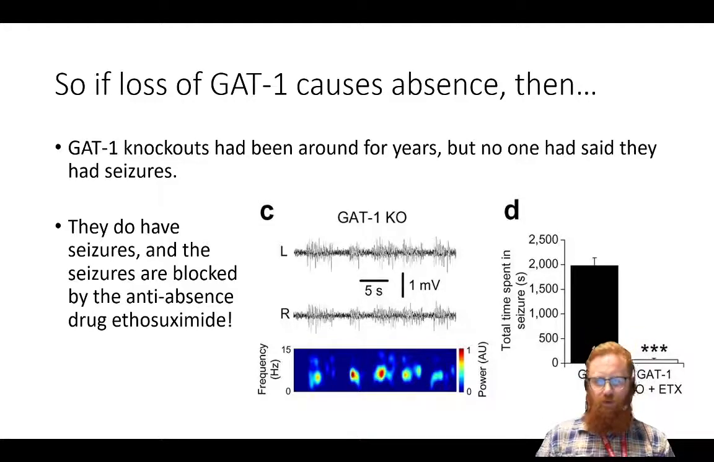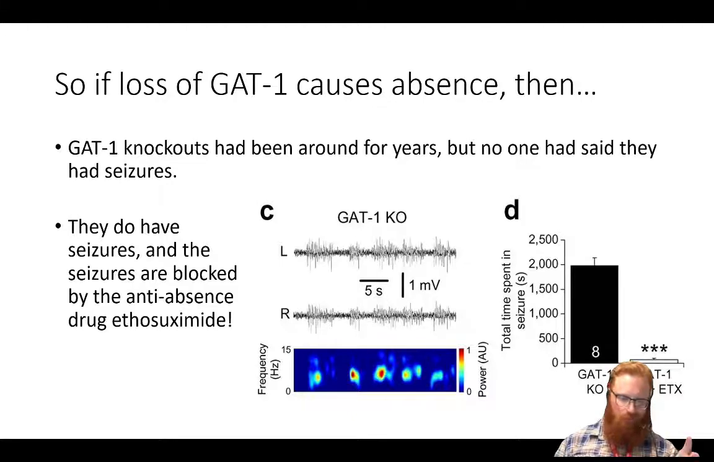All of the results so far have been purely correlative, and this is not really going to get beyond that, but it's at least going to take a bit of a different tack, right? So if we're saying that Gears rats and stargazer mice have absence epilepsy because their GAT1 transporter is missing, then that should mean that if we knock the GAT1 transporter out, we should get absence epilepsy. And indeed, you do. Now, the curious thing is the GAT1 knockout mice had been around for years, but nobody had ever looked or noticed or thought to check.